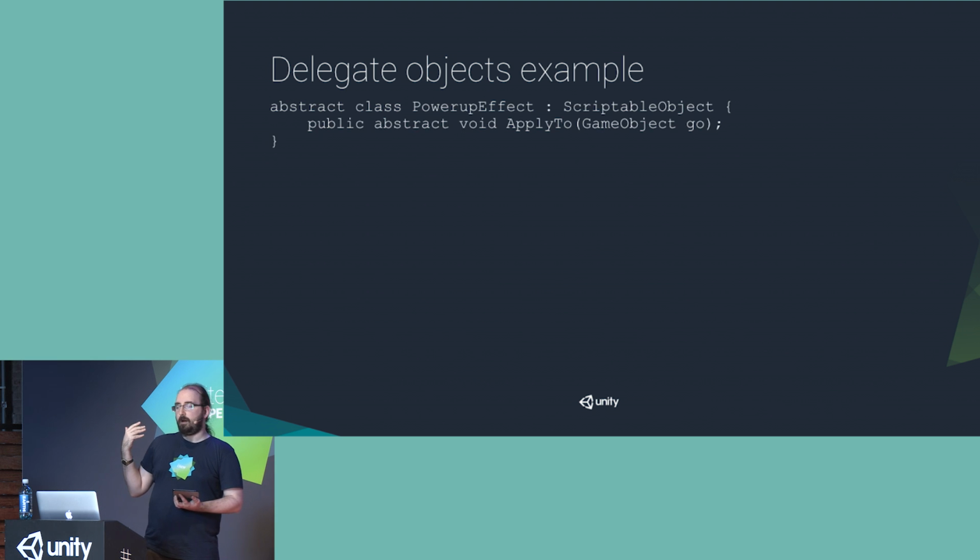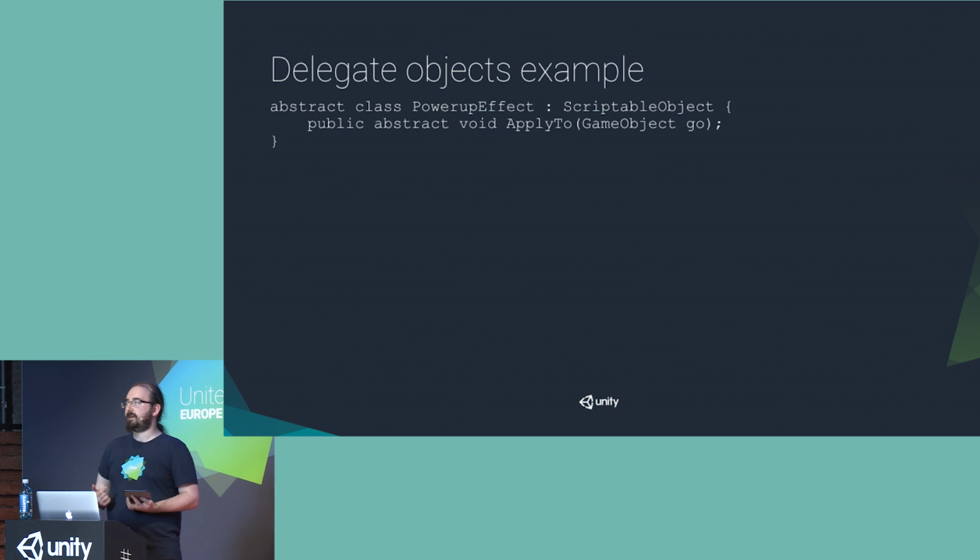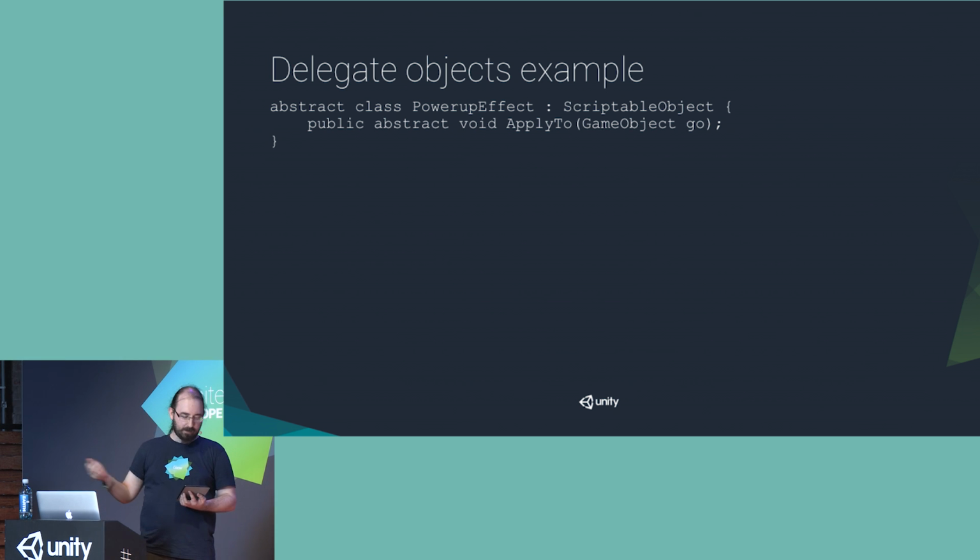So given a power-up effect scriptable object, which is an abstract class, we're going to use this as a base class for the individual actual effects of different power-ups. And all it has is this one method that lets you apply this power-up effect to one particular object, one particular player or something like that.